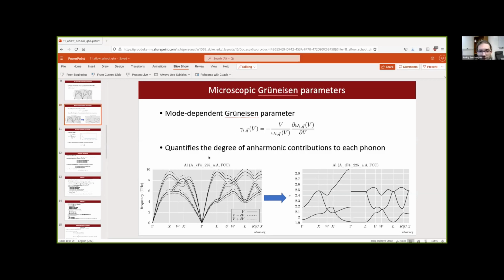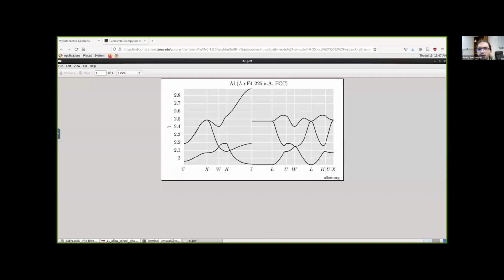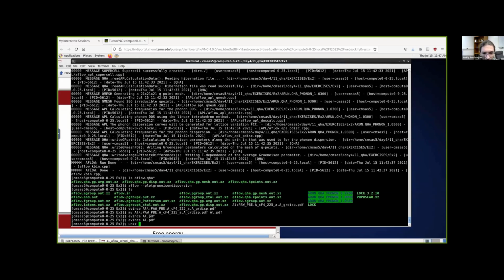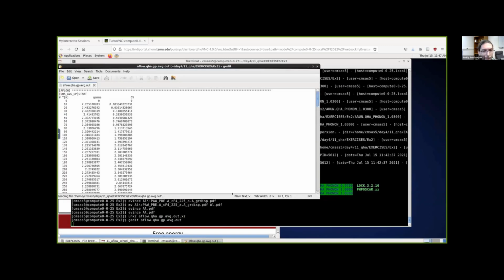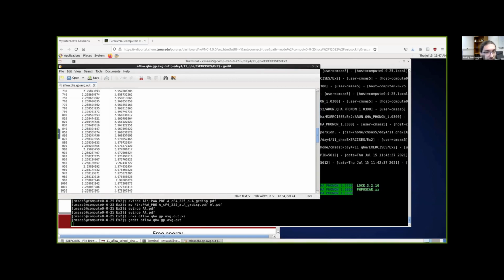And just to wrap up this exercise, I wanted you to check values for 300K and 920K. So you might want to uncompress the file, QHA GP average, and you can open it with, for example, gedit. And you can see that at 300K you have approximately 2.27, and at 920K it's 2.26. So very little change. And that's what I wanted you to see.